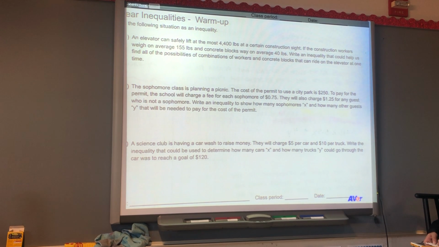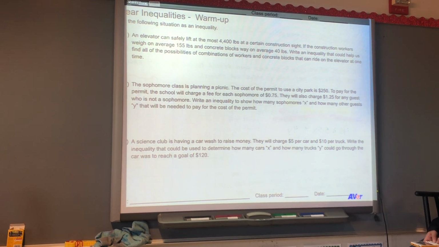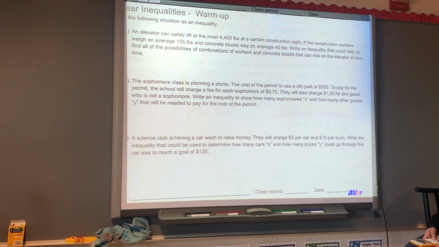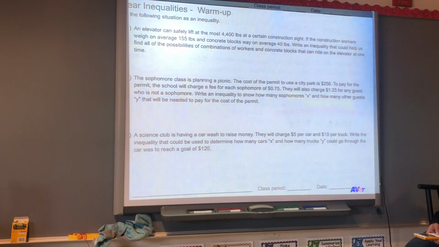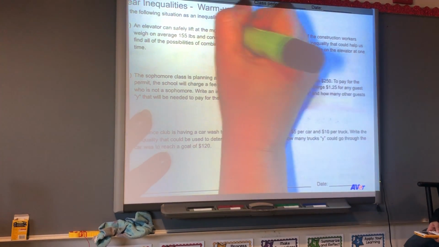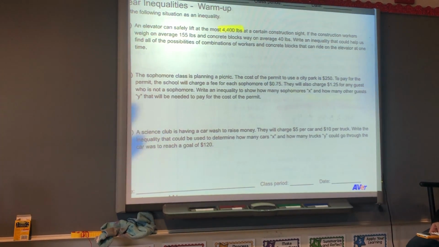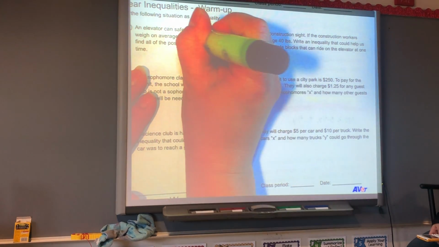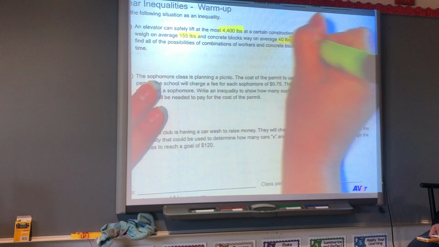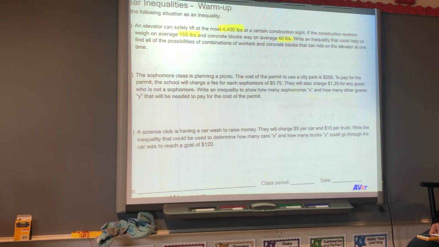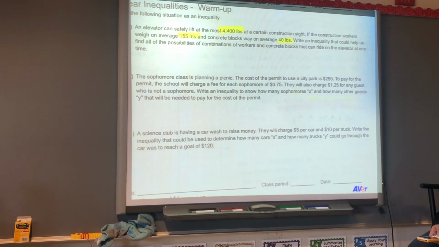On graphs, you have to understand how to do it with word problems. So I'm going to read the word problems and we're going to figure out how to write them as linear inequalities. Okay, an elevator can safely lift 4,400 pounds at a construction site. If the construction workers weigh on average 155 pounds and concrete blocks weigh on average 40 pounds, write an inequality that could help us find all the possible combinations of workers and concrete blocks that can ride on the elevator at one time.